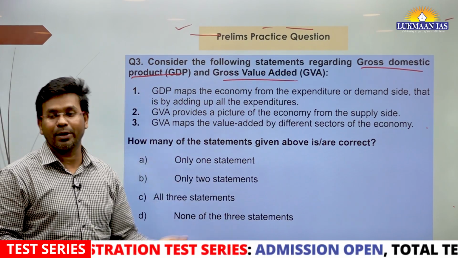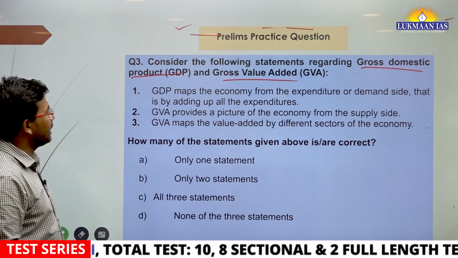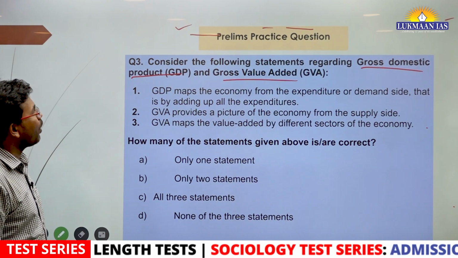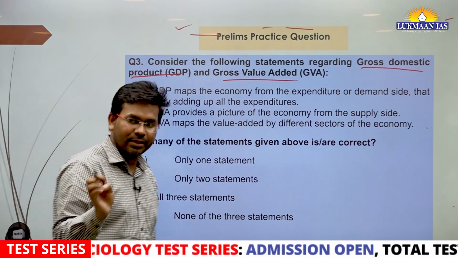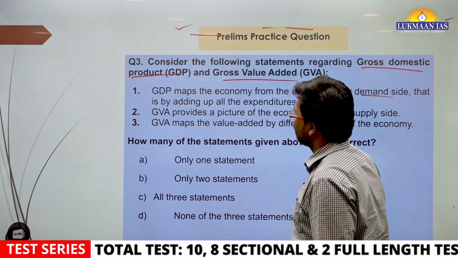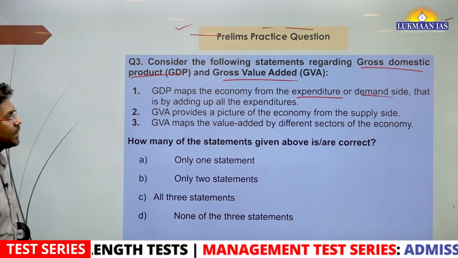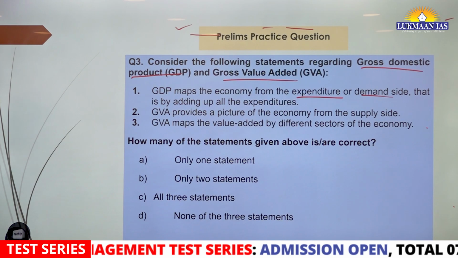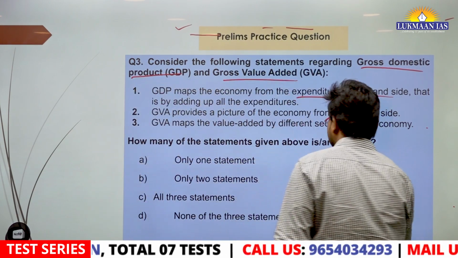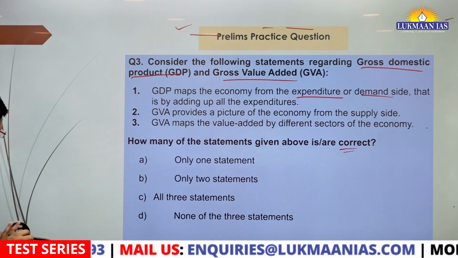There are different methods of calculation of national income. This is known as national income accounting. They have asked a question related to this. It says GDP maps the economy from the expenditure or demand side, that is, by adding up all the expenditures. There are expenditure method, income method and others. Second, GVA provides a picture of the economy from the supply side. Third, GVA maps the value added by different sectors of the economy. This may seem difficult, but it is not. Now we need to identify which of the above statements are correct.